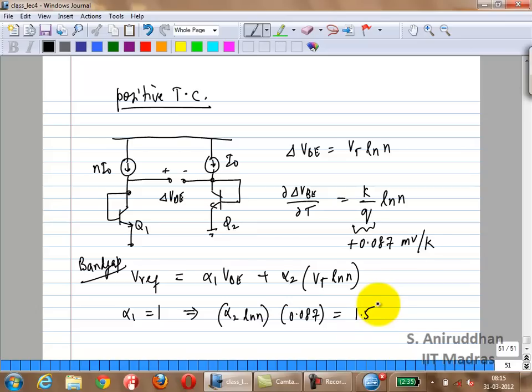So this is your condition, correct? The first term has a, let me add the units also, so there's no confusion. Correct? You're just equating the positive and the negative temperature coefficients, making sure the magnitudes are equal. You will get a number of around 17.2. Okay?